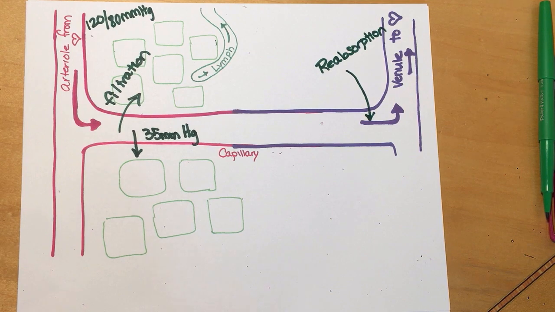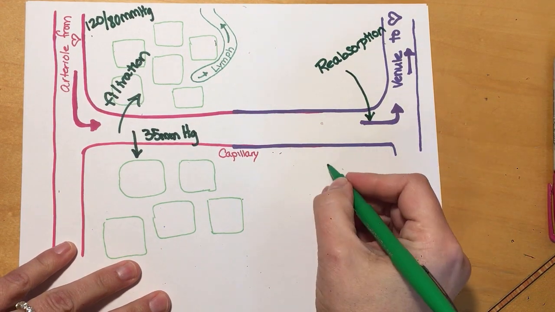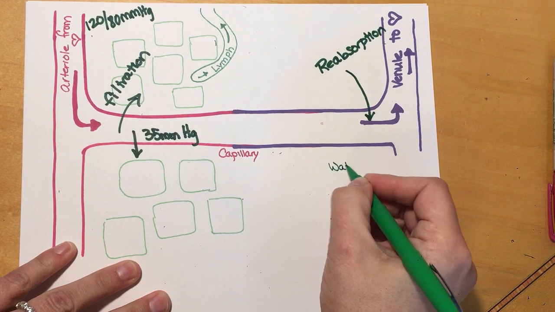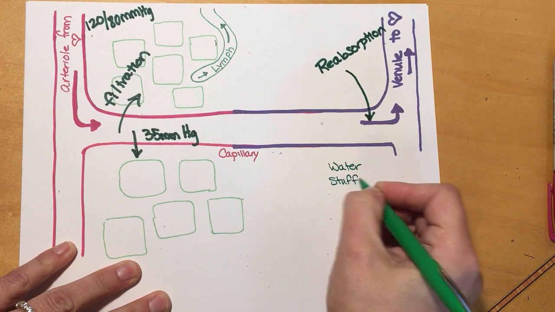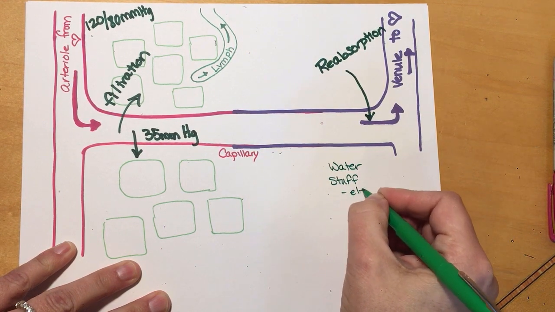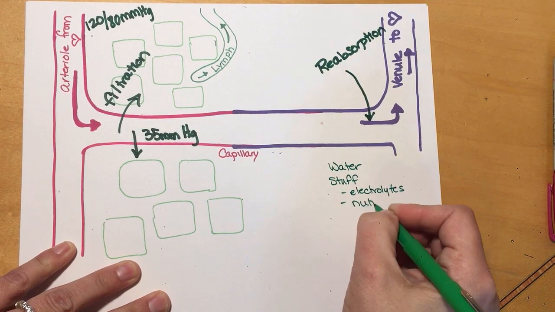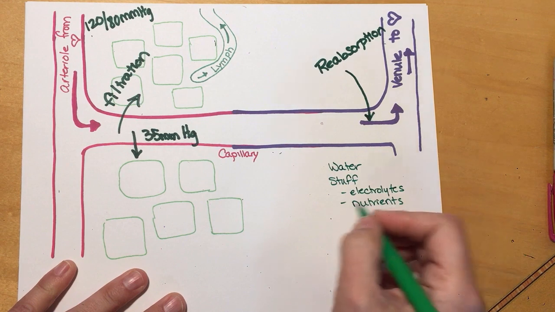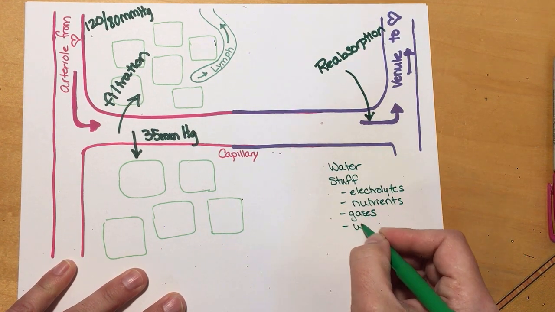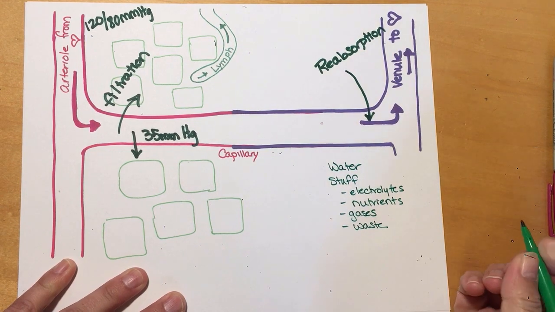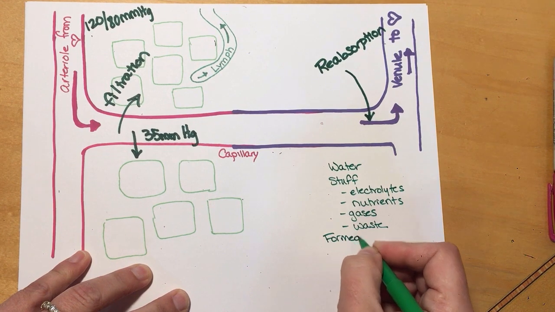But not everything is going to leave the blood. So let's review for a moment the things that are in the blood. The majority of what's in the blood is water. And within that water is other stuff that's dissolved in the water. So things like electrolytes, nutrients, glucose, gases. You can also have waste in there. You also have what we call the formed elements.